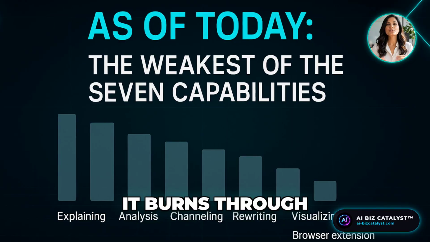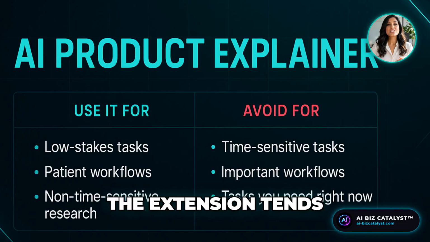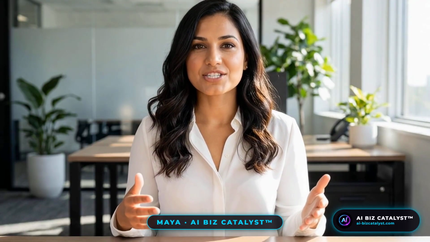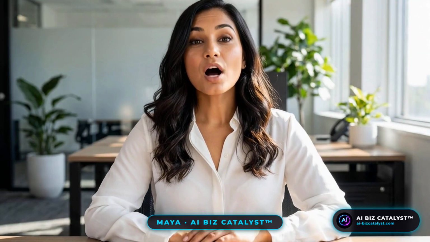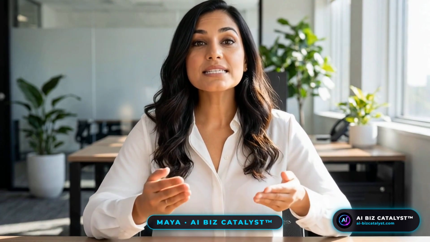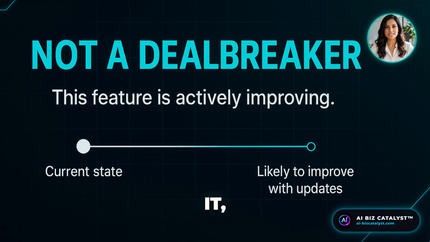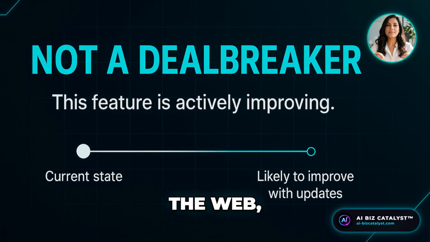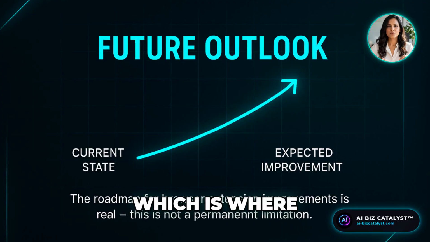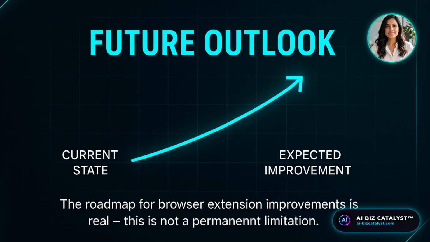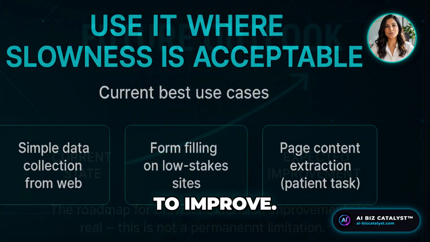Third, it burns through your usage limit. The extension tends to overthink browser interactions, which means it's spending tokens on steps that feel like they should take a second. Here's an interesting irony. Claude Chat currently gives you more reliable web search control than CoWork does right now. In Chat, you can explicitly toggle web search on or off. In CoWork, you can't force it. And when it tries to use the web, it defaults to the extension, which is where the friction starts. This isn't a deal breaker, and it's likely to improve.